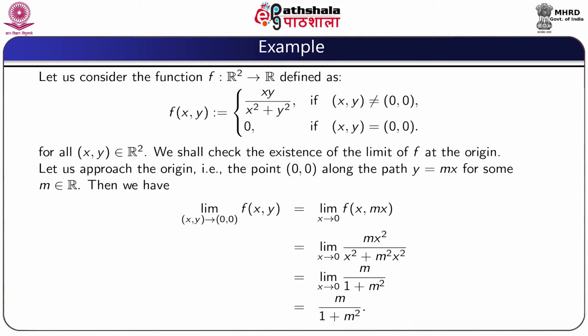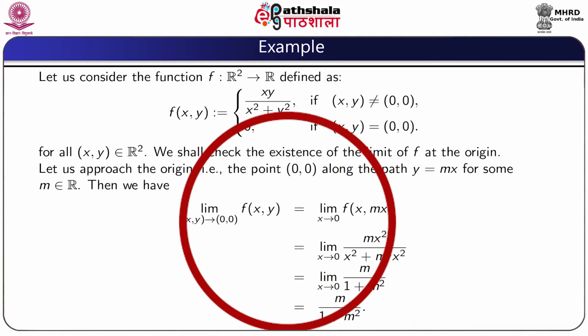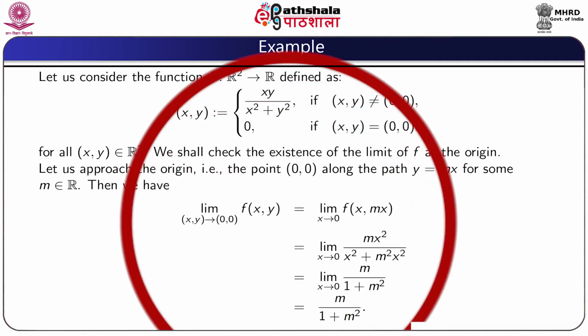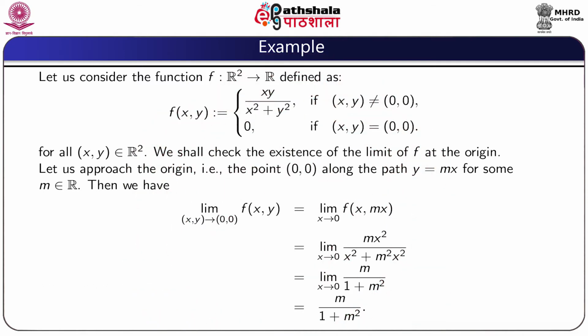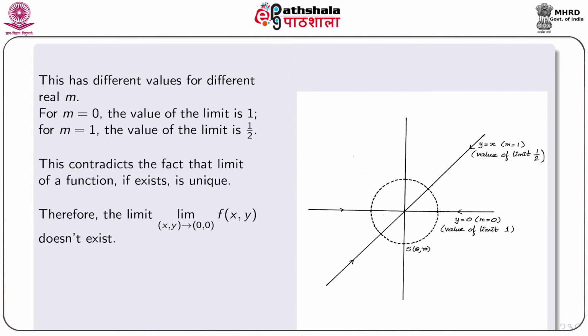We approach the origin along the path y equal to mx for some real m. Obviously, this path is a straight line. Then we find the limit of f(x,y) as (x,y) approaches the origin equals m/(1 + m²). Now, this has different values for different m.